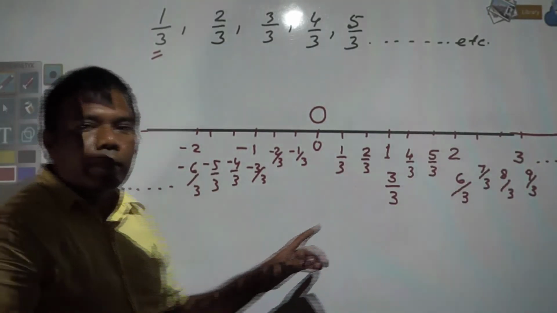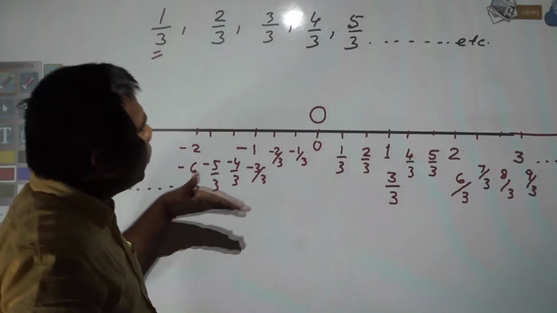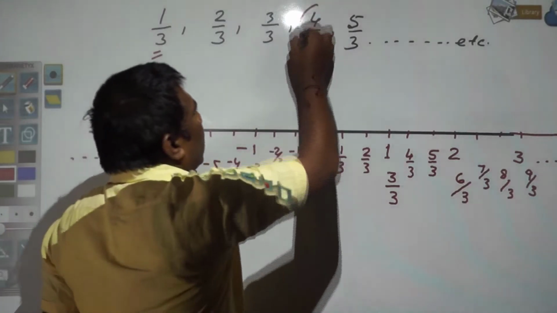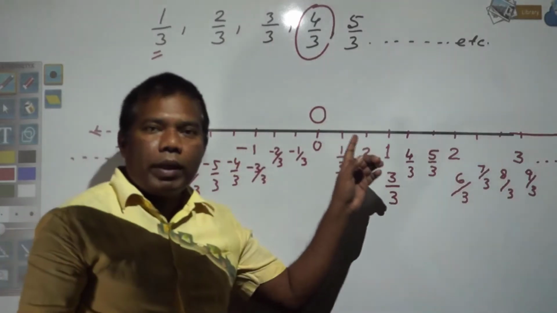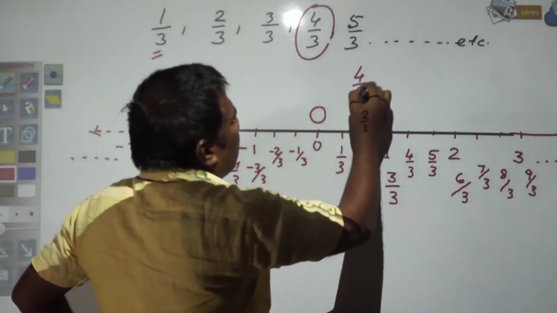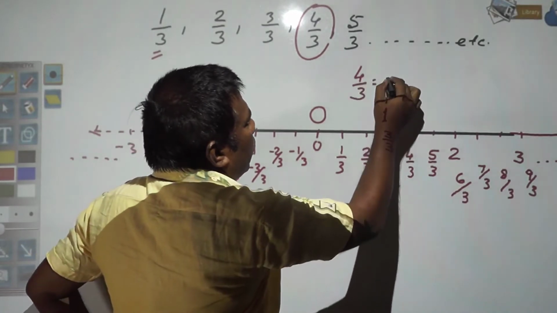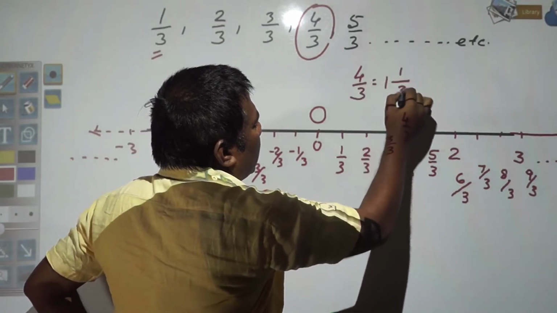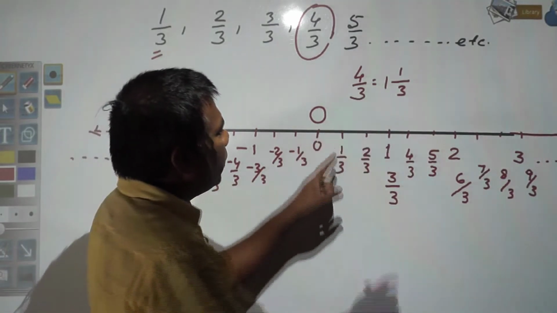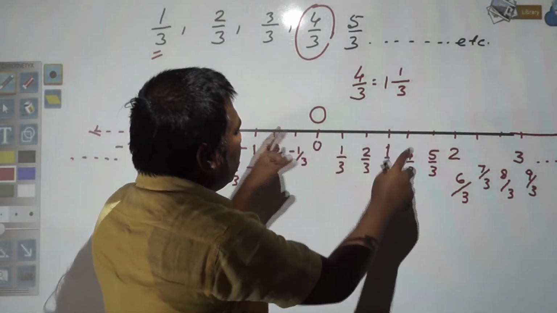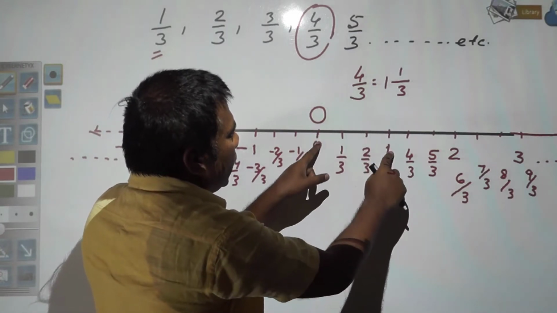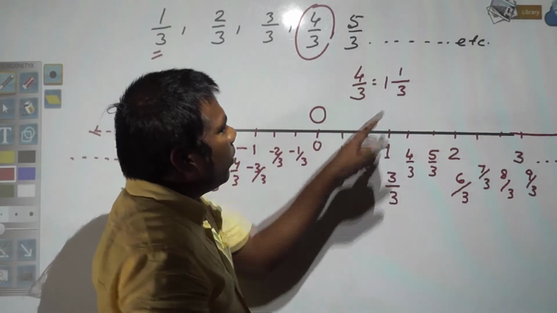Can be written. So simply, suppose you need to show 4 by 3. How will you do? 4 by 3 means what? 4 by 3 means 1 whole 1 by 3. So now what we will do? 1 whole means this portion, 1 unit. Suppose this portion is 1 whole and then 1 by 3.